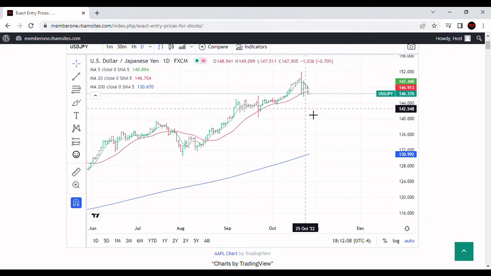This close below the 20-day moving average is a bearish signal, no doubt, but I'd want to see confirmation to get that 5-day below the 20-day. But anyways, it looks like we're beginning to see a sell-off in the yen, and our target's probably about 142, worst case, for that sell-off.